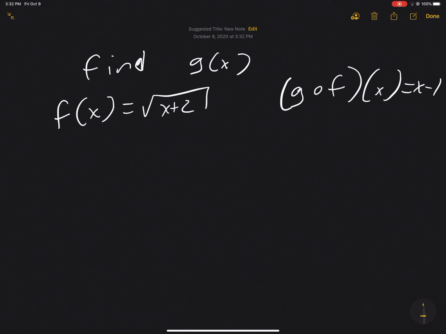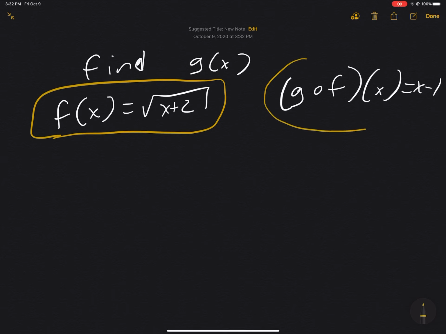So we have the problem that we want to find g of x given two facts. Our first fact is f of x is equal to the square root of x plus 2. And our second fact is g composed f of x is equal to x minus 1. Now, this question is fundamentally about what functions are and what they do.